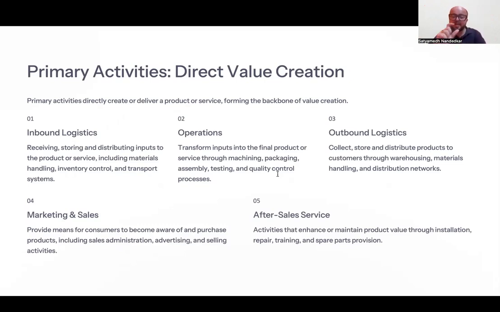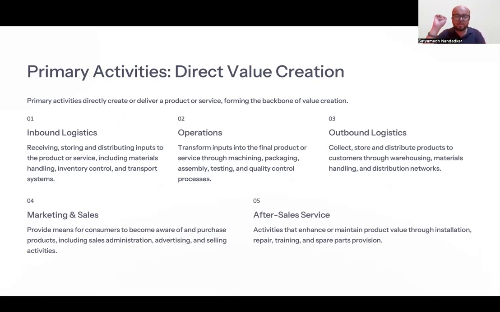Outbound logistics, delivering the product to the end customer. So collect, store, and distribute products to customers through warehousing, material handling, and distribution networks. I could think of Amul as a very good example here. It has one of the most extensive cold chain distribution systems in India, and its products reach millions of households fresh every day, which helps to build the brand strength, and customer trust is also multiplied in this process.